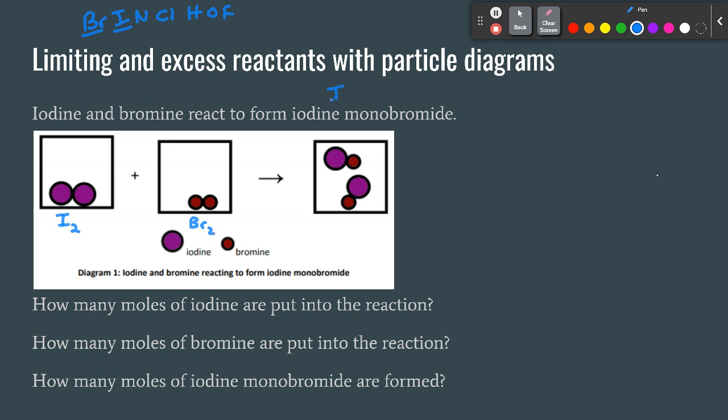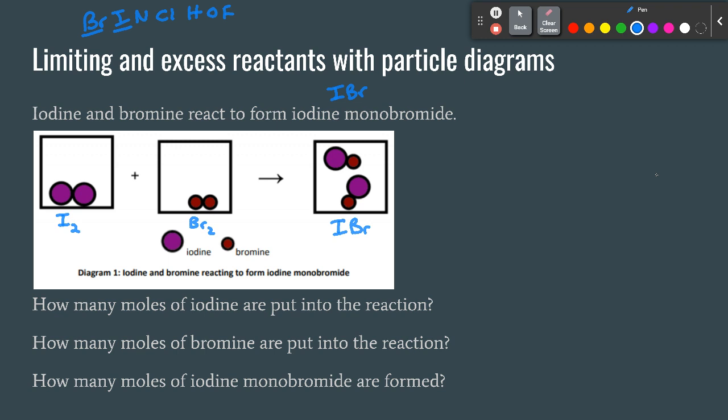Iodine is I, mono means one, so IBr. So this side is IBr. We can look at it and probably say, wait, we got to balance this equation. There's two I's and two Br's as reactants and only one I and one Br are my products. Or we can look at the pictures. There are big purple circles on the reactant side and little red circles on the reactant side. And in our products, we have two purple circles, but they're separated. And we have two little red circles, but they're also separated.